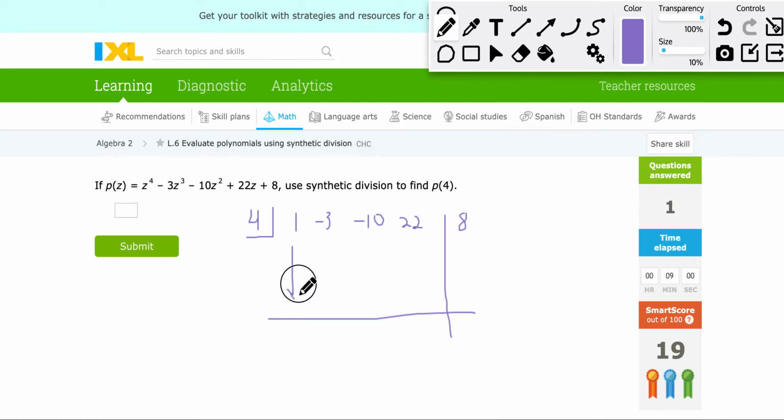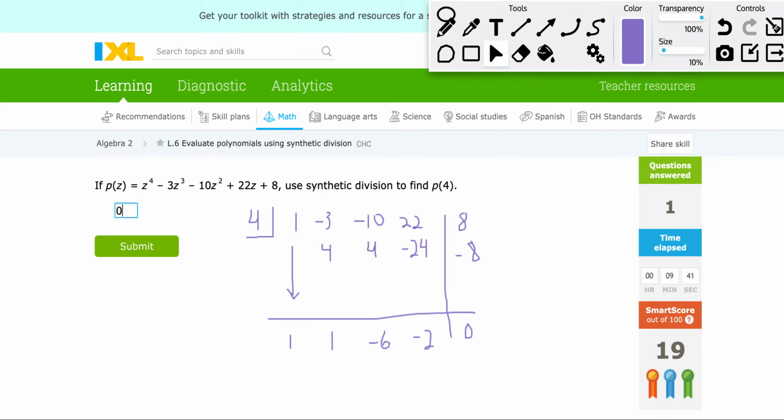So the first number drops down, that's a 1. 4 times 1 is 4. Anytime I get something new up top, they combine, so that's going to give me a 1. 4 times 1 is 4 again. Negative 10 plus 4 is negative 6. When I multiply 4 and negative 6, that gives me negative 24. When these add, I'm going to get negative 2. And 4 times negative 2 is negative 8, which means these last two things are going to cancel out to 0. So that tells me that a 0 is going to go here.